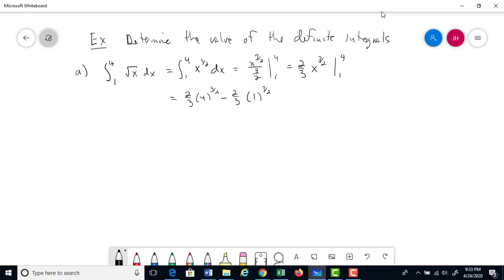For doing the 3/2 power, remember that the 2 is the square root and the 3 is the cube. So the square root of 4 gives you 2, and 2 cubed gives you 8. So this is 2/3 times 8 minus 2/3 times 1. Factoring out 2/3, this is 8 minus 1, so this is 7 times 2/3, so this is 14 over 3.